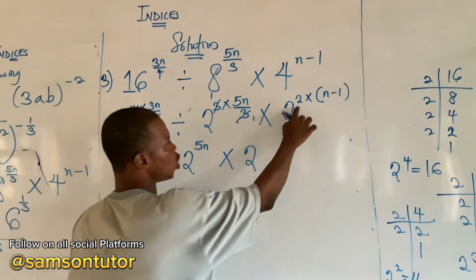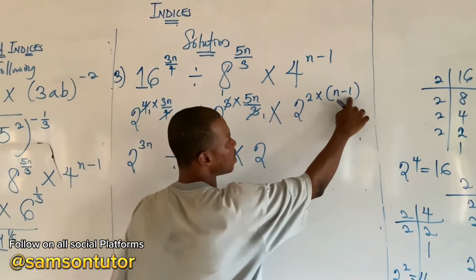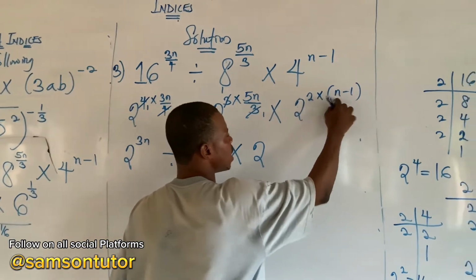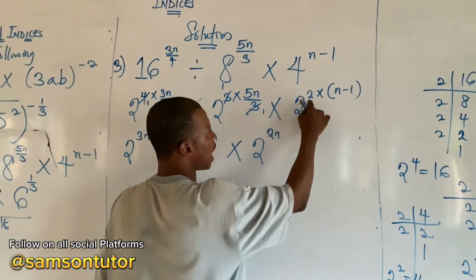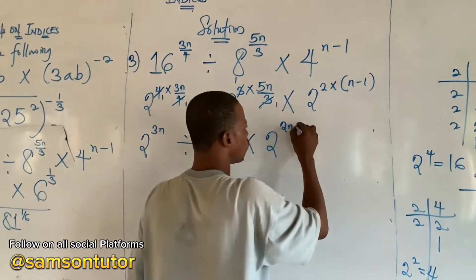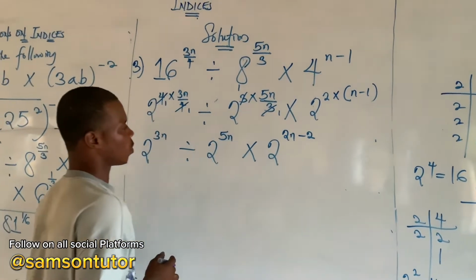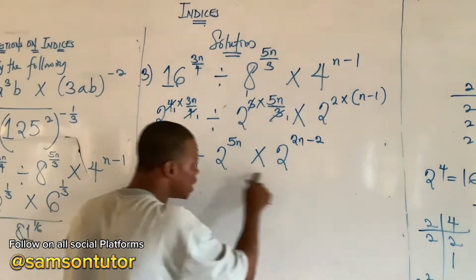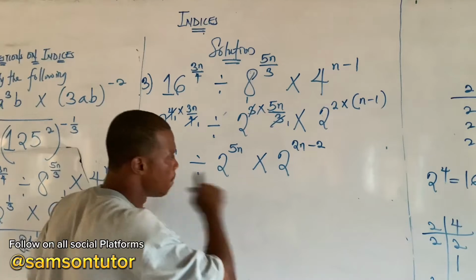Now look at 2 times 2, multiply everything inside this bracket. 2 times n will give us 2n. And 2 times minus 1 will give us what? Minus 2. So in this instance, everything is all in the same base.